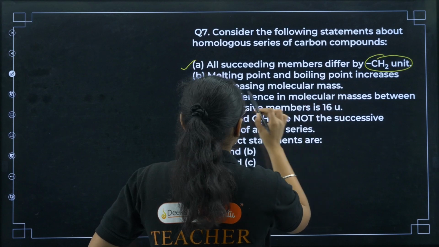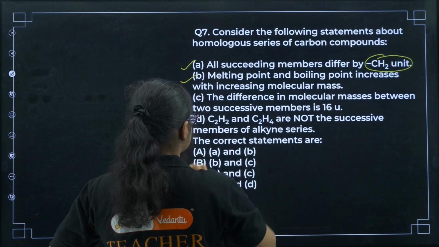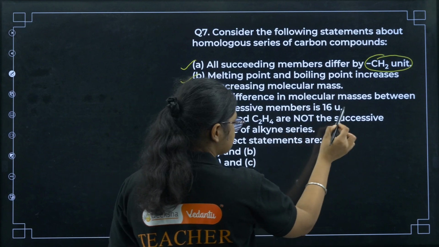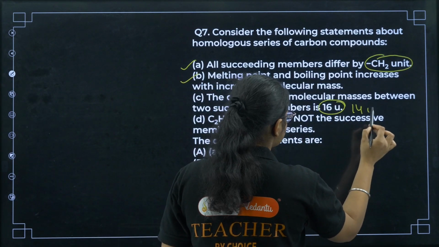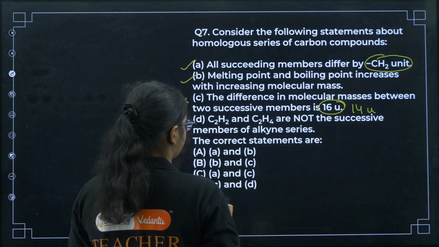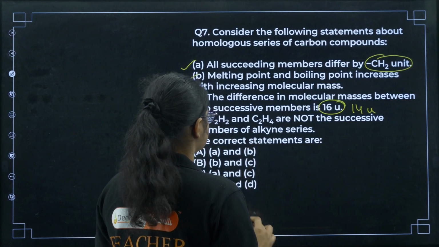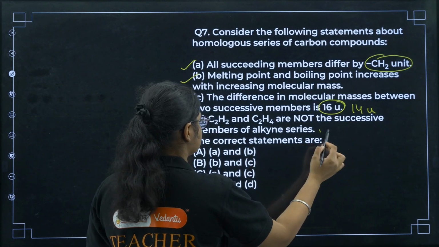Melting point and boiling point increase with increasing molecular mass. Yes, that is also correct. The difference in molecular masses between two successive members is 16 u. No, it is 14 u, so this statement is incorrect. Now C2H2 and C2H4 are not successive members of the alkyne series. Yes, this is also correct.